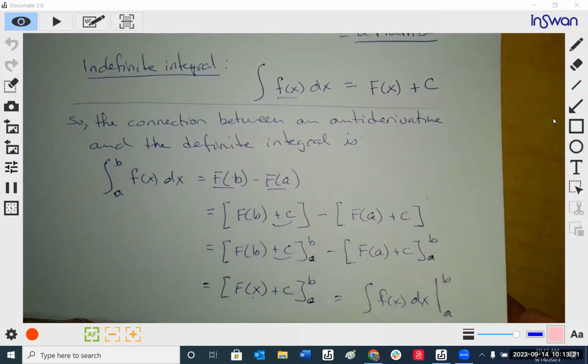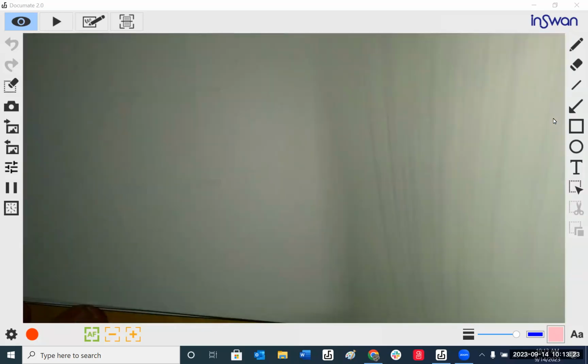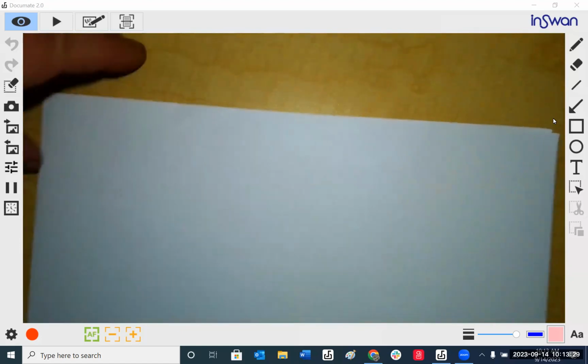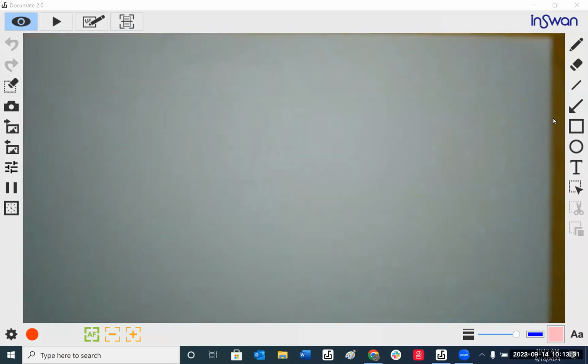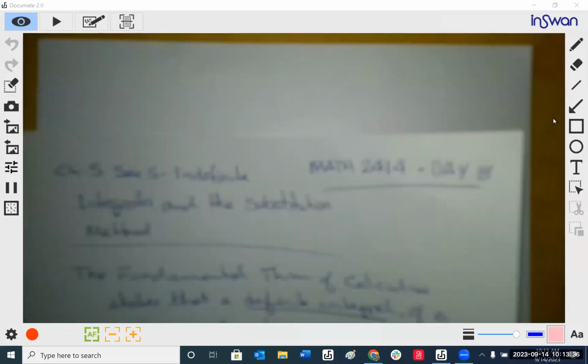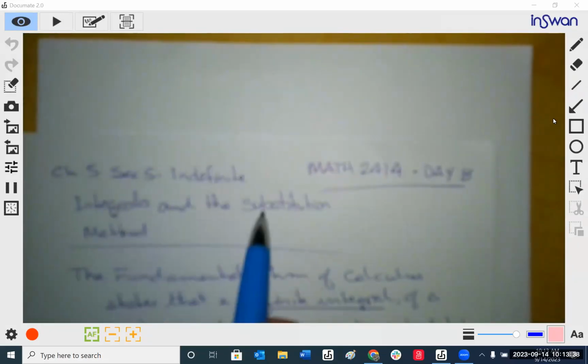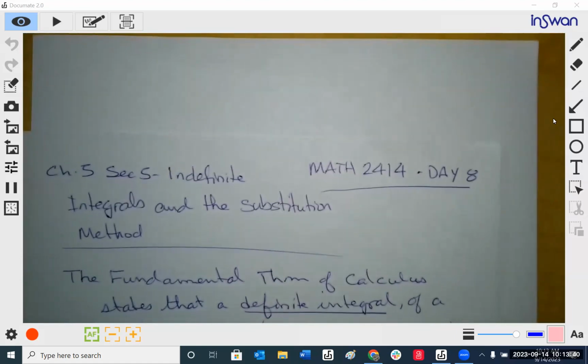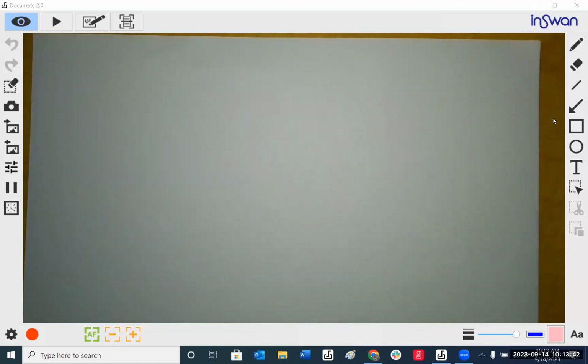All right, let's look at some examples in the next section. Oh, everybody finished writing this down? Because in this section, the topic here, remember, is indefinite integrals and the substitution method. So let's talk about the substitution method.